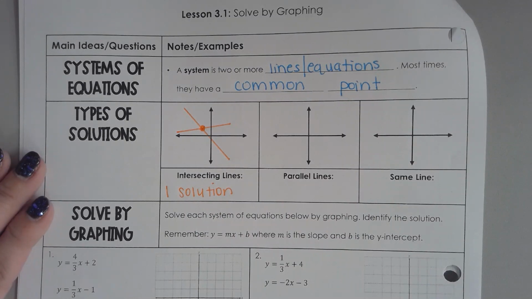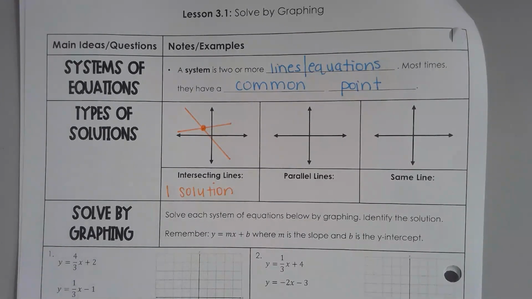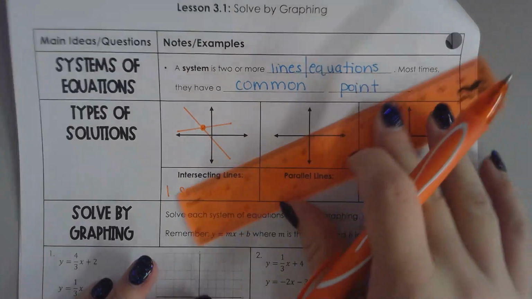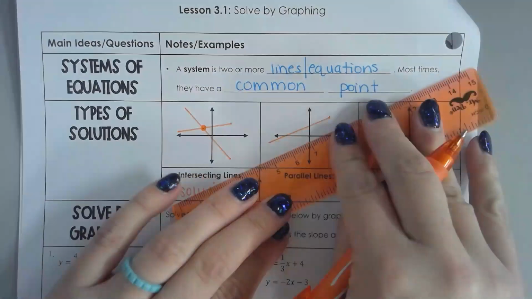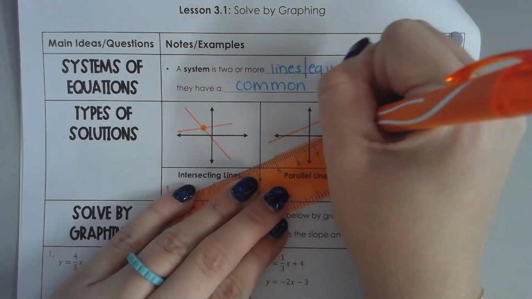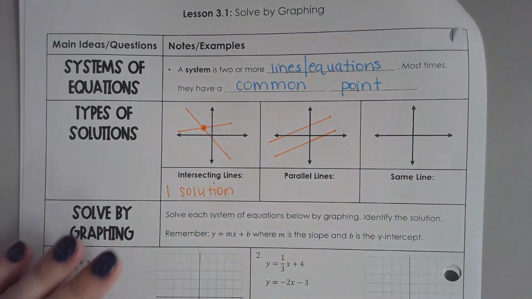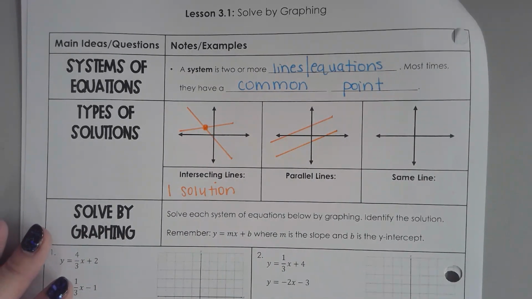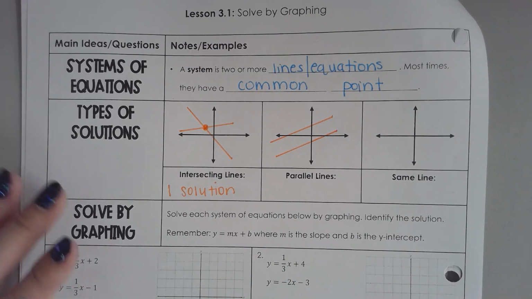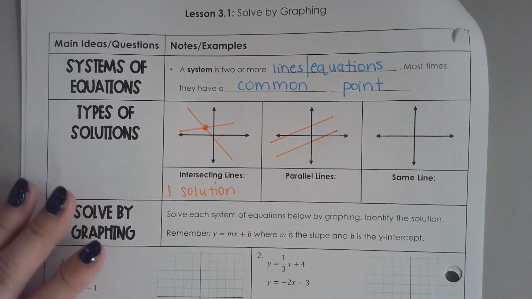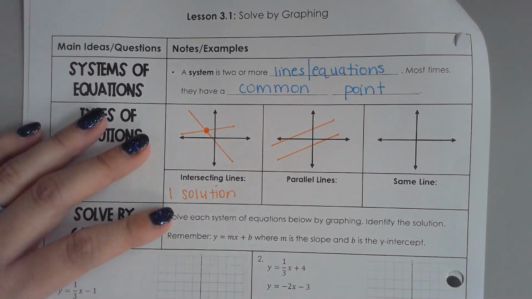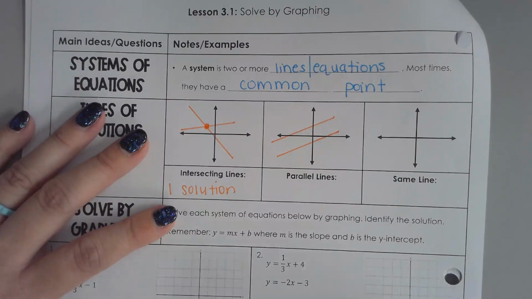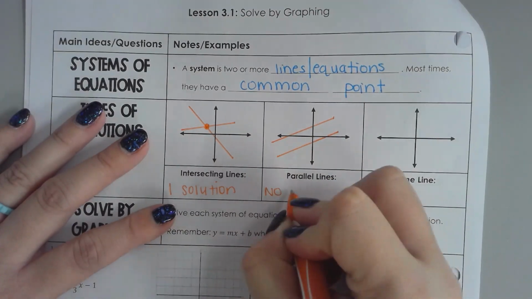What do parallel lines look like? Yeah, or this way or that way. Yep. So those are parallel lines. What do you know about the slopes of parallel lines? They have the same slope. So in Algebra 1, you learned about slopes of parallel lines. How many times do they cross? That's the point of them being parallel. So parallel lines have no solution.